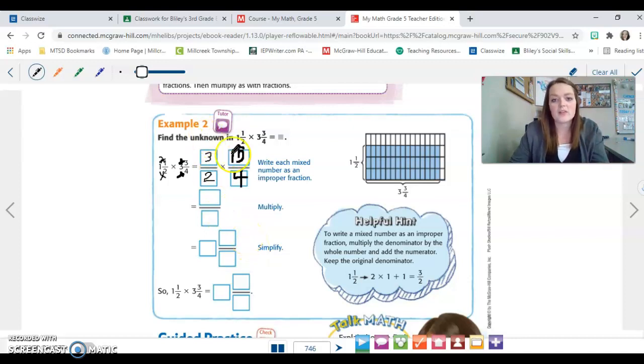So let's try this. I have 3 times 15. 3 times 15 is 45, and 2 times 4 is 8. So I multiply my numerators together, and then I multiply my denominators together. Now I think in my mind, how many times can 8 go into 45? 5 times. 8 times 5 is 40. I have 5 left over. My denominator stays the same, which is 8. So my answer is 5 5/8.